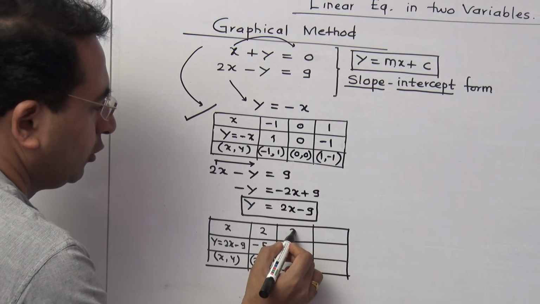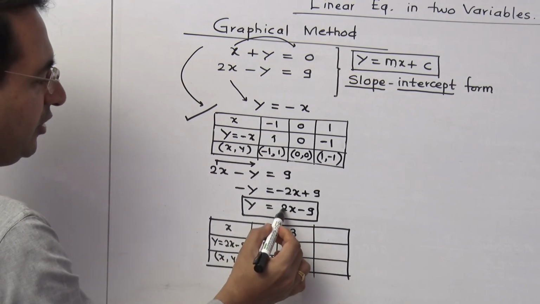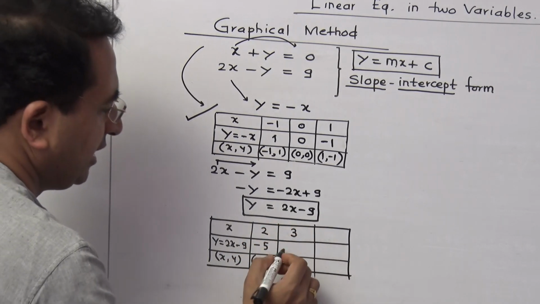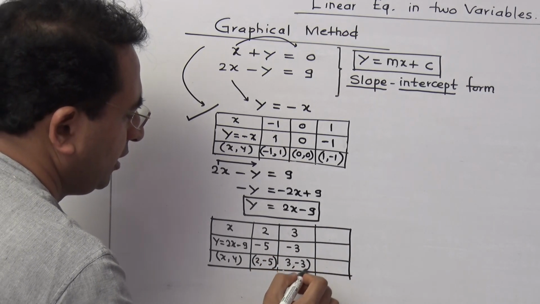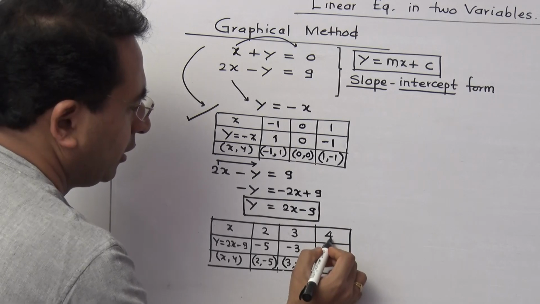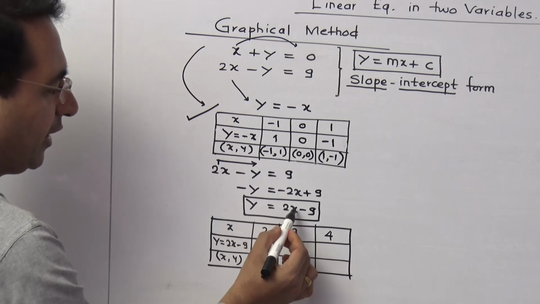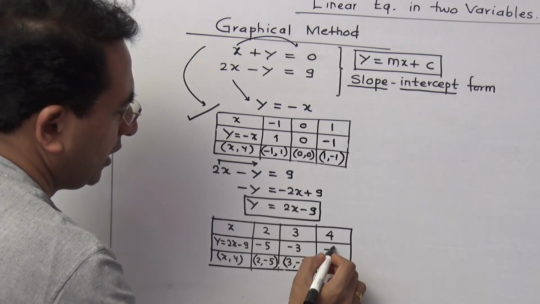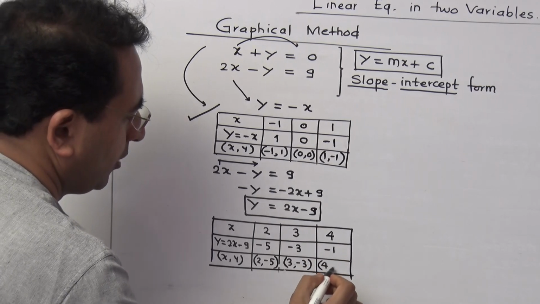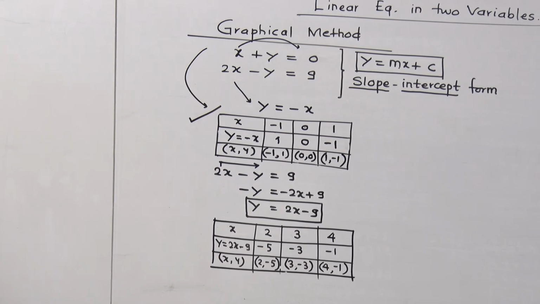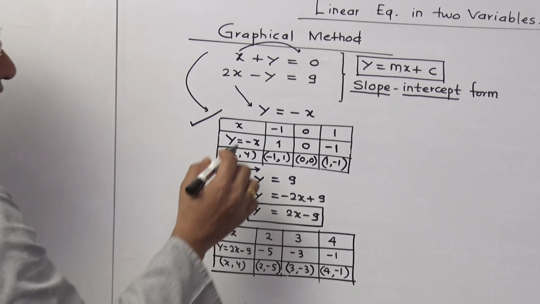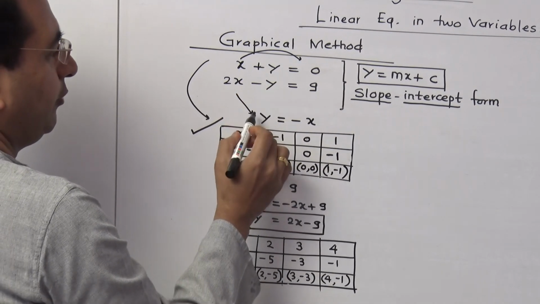Now if I take the value of x as 3, 3 2s are 6. Minus 9 is minus 3. So we can write 3 comma minus 3. If I place 4 here, then 4 2s are 8, minus 9 is minus 1, so we can have 4 comma minus 1 on the graph. It is plottable.